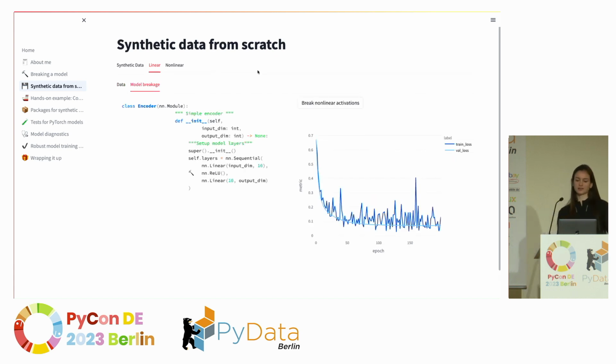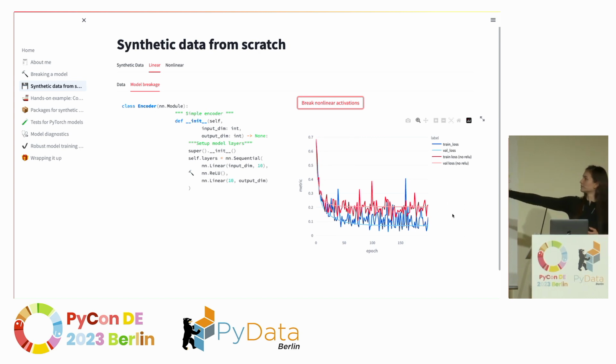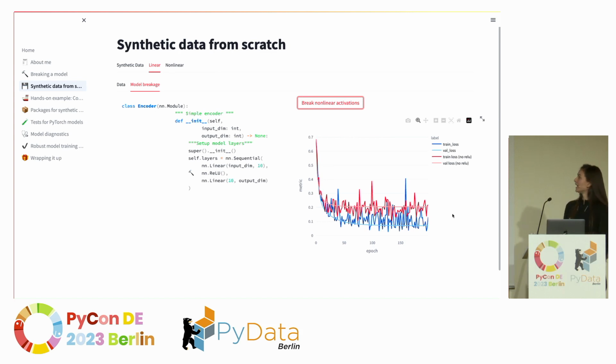So what happens if I simulate some breakage in my PyTorch model? Here on the left-hand side, I have a very simple encoder, again with 2 linear layers and 1 nonlinear activation function. So let's see what happens when I break my activation function. On the right-hand side, you can see my good model in blue, and the red model is my broken model without activation functions. And this looks quite good at first glance, but actually this is exactly what I don't want. I'm seeing that with my synthetic data, I cannot even catch a very grave mistake like missing activation functions. So what happened here?